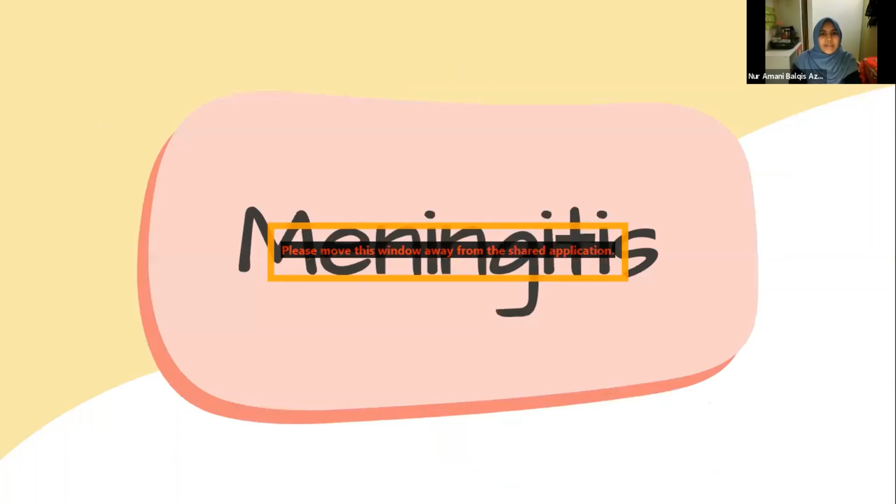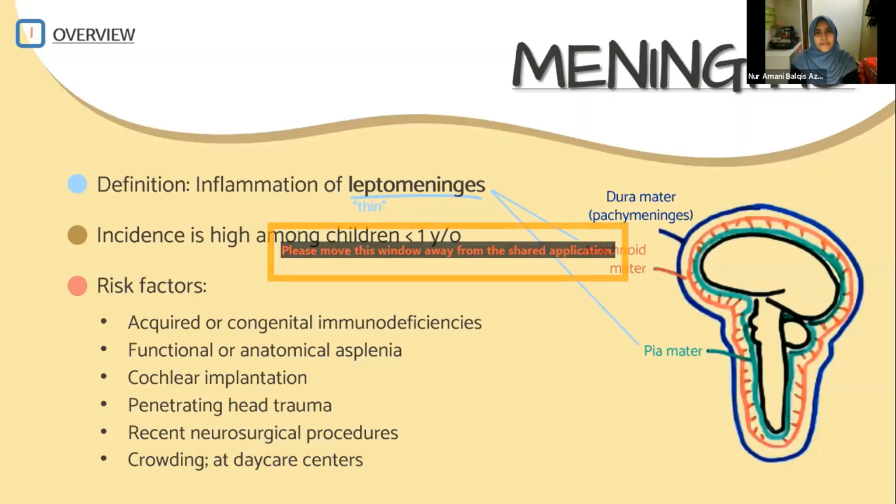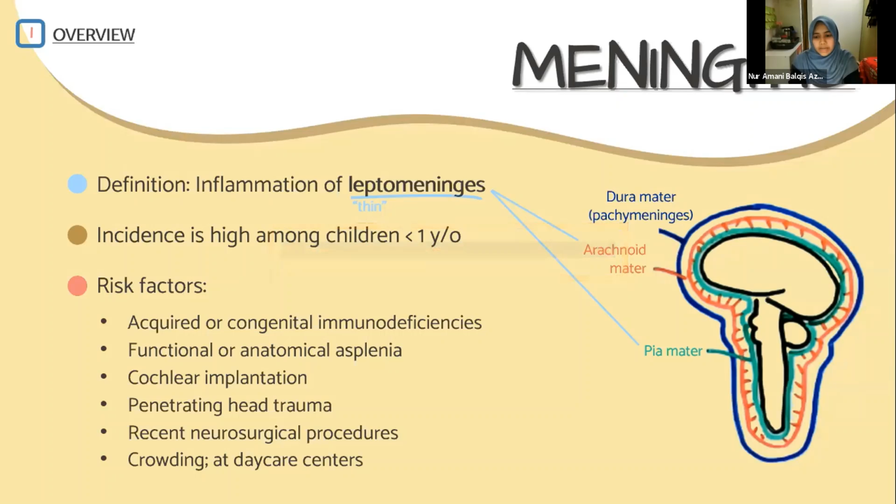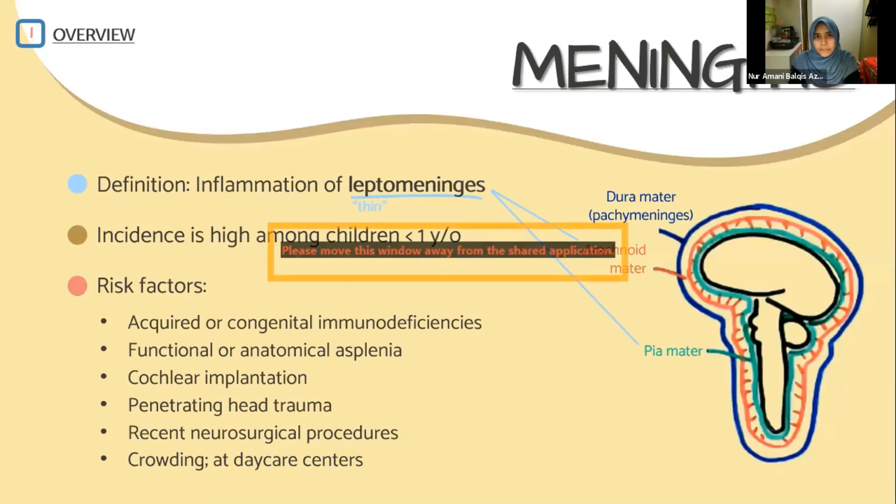Okay, so meningitis, from the name itself, we know that itis means inflammation. So it is inflammation of the meninges. And we know that we have 3 layers of meninges: pia mater, arachnoid mater, and dura mater.